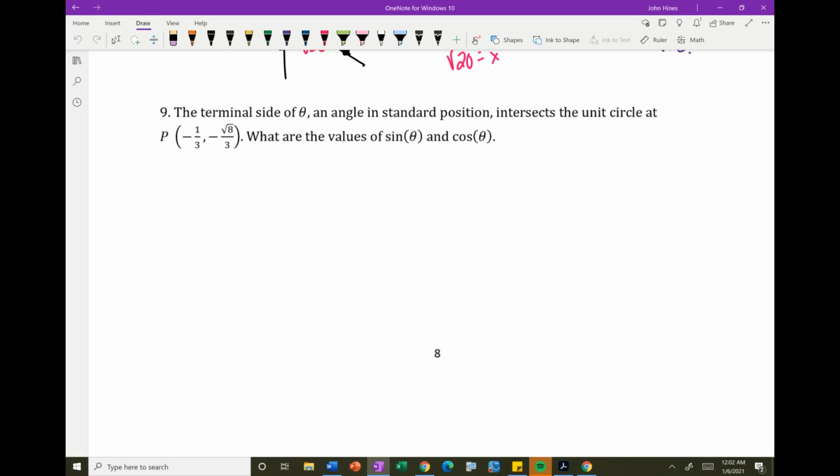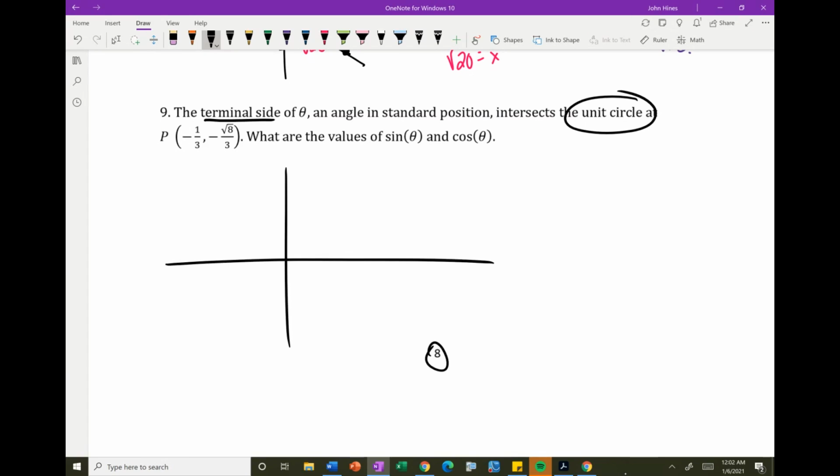Hi everybody, welcome to lesson 3, but quickly we're going to finish up lesson 2 on page 8 here. So let's look at number 9. The terminal side, that's the hypotenuse, of an angle in standard position intersects the unit circle at this point. So first step is we've got to draw a picture. Negative 1/3, negative radical 8/3. So again, the hypotenuse goes through the origin, and I drop back to the x-axis. So there's my reference angle. And I know it's the point over negative 1/3 down negative radical 8/3.